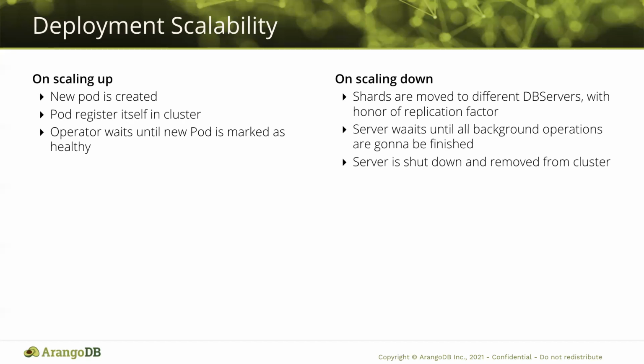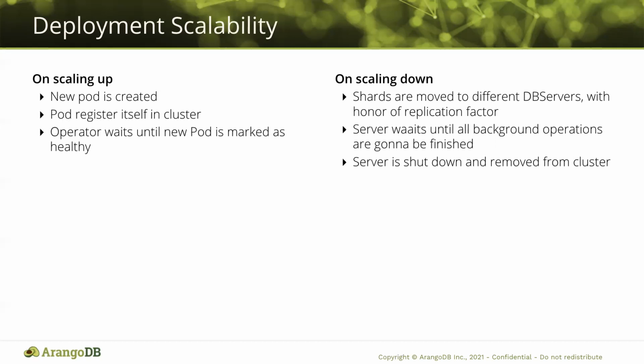Scaling down is a bit harder, as with most persistent systems, because we need to make sure that we are not violating any guarantees we have of the data. For example, if we say we want a replication factor of 3, so our data should always be on 3 different machines in the cluster, we don't want to destroy that guarantee.